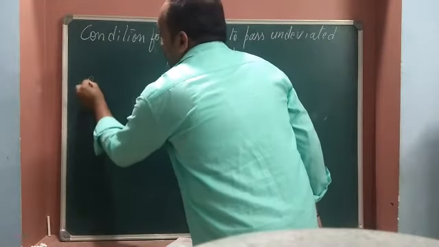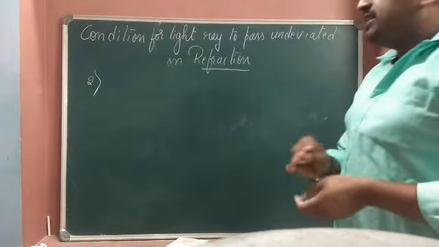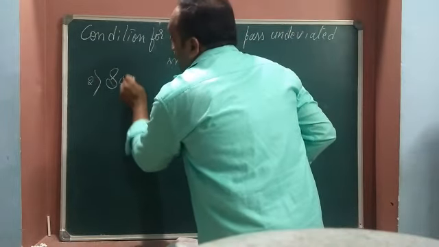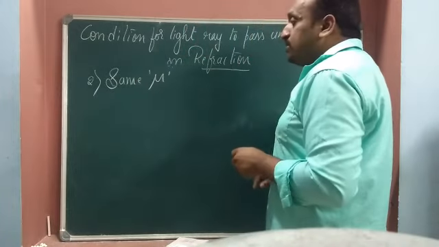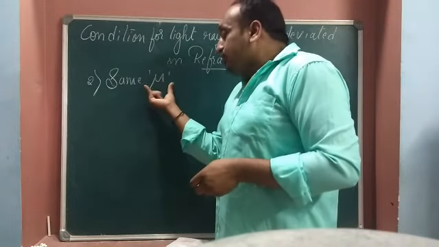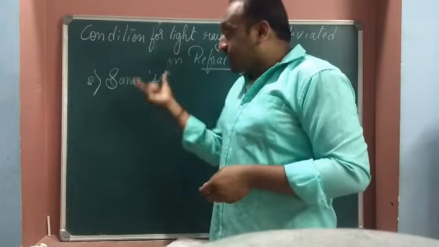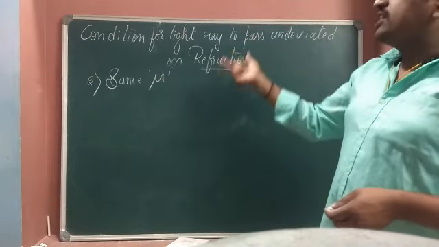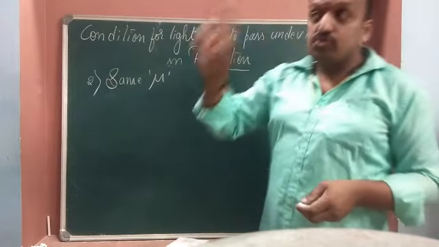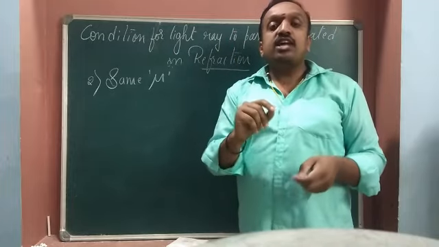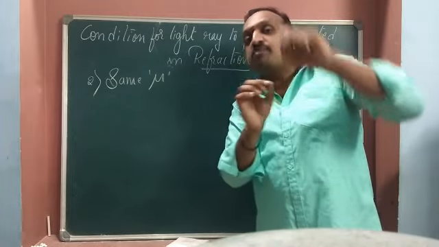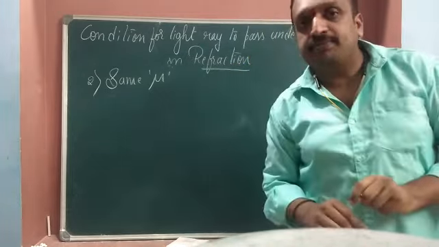Now the second condition, when the ray of light is passing through two media having the same refractive index, same value of mu, both medium 1 as well as medium 2 have the same value of the refractive index. On that condition also the ray of light will pass through the medium without deviation. So these are the two conditions where we can see the ray of light passes undeviated even though it is passing from one medium to another medium.